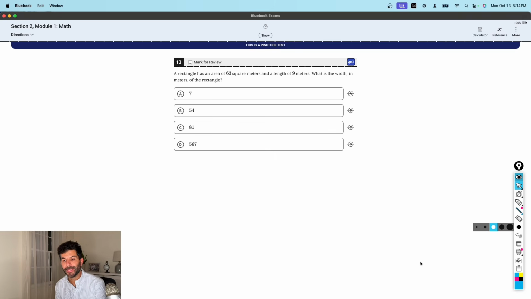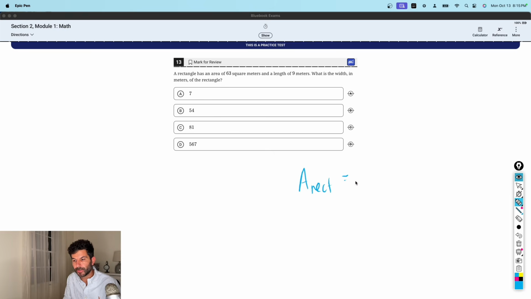Question number 13. A rectangle has an area of 63 square meters and a length of 9 meters. What is the width in meters of the rectangle? All right, so this is just a simple geometry formula problem. We know that the area of a rectangle is equal to length times width. In this problem, we're given that the area is 63 square meters, so we're going to put 63 in place of area. We know the length is 9. So we're looking at finding out what W is. Pretty simple here, divide both sides by 9, and W will equal 7.